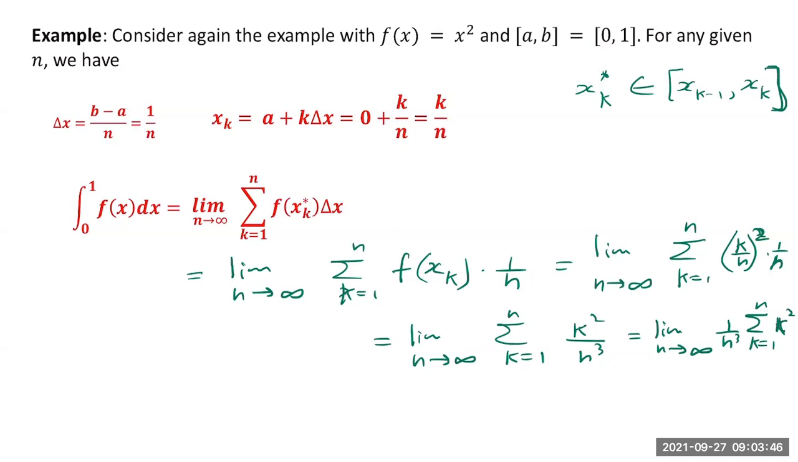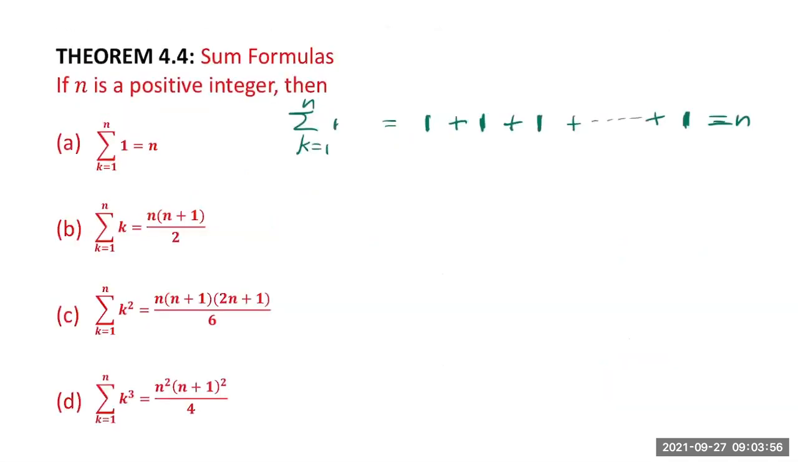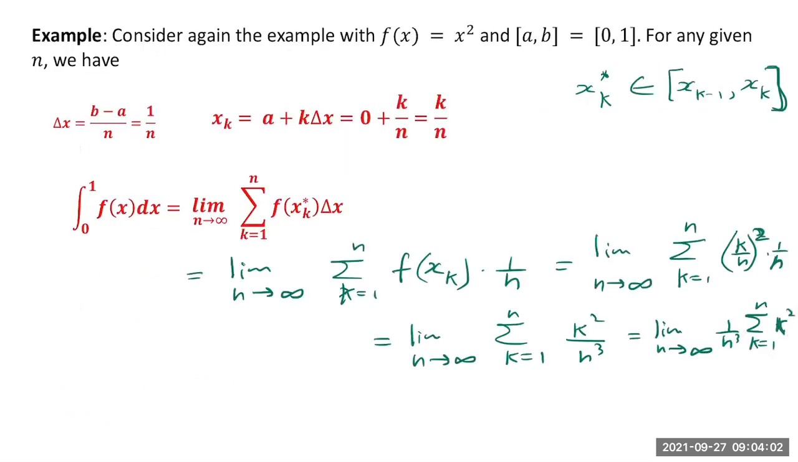Okay. Now I can use the sigma formula for this one. I know a formula for the k squared. Sigma k goes from 1 to n, k squared. I have a formula for that. Here is the formula: n times n plus 1 times 2n plus 1 divided by 6. So let me use that formula over here.